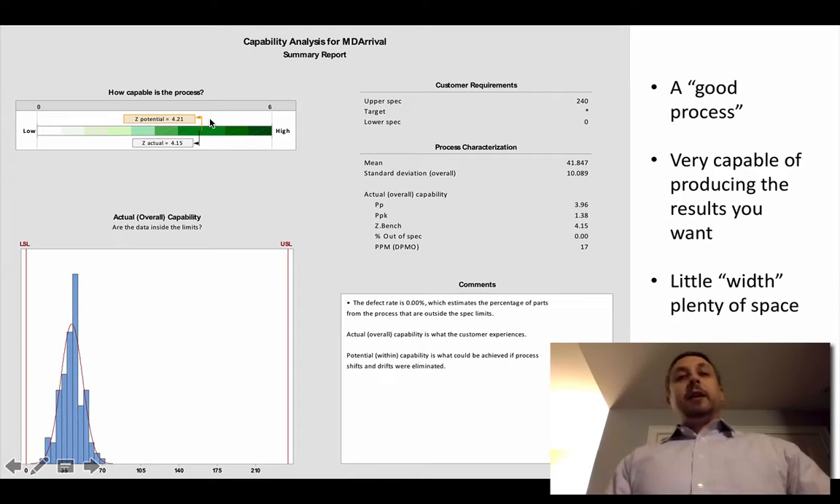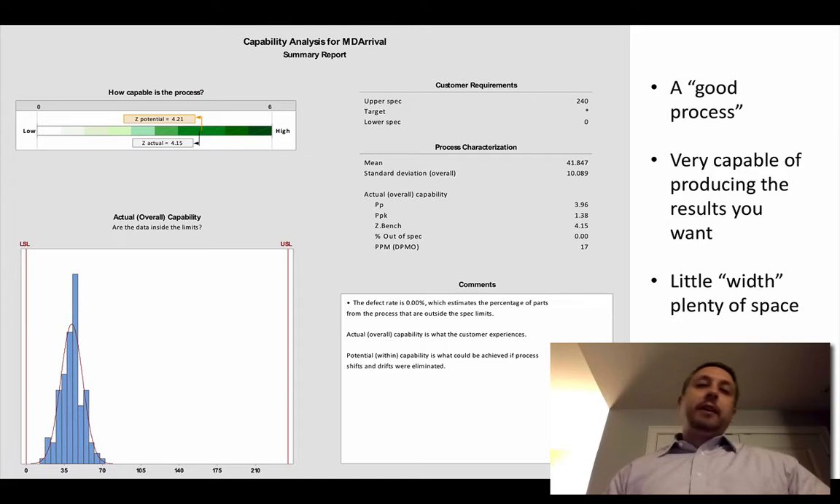Now sometimes this score gets called a sigma level. Sigma comes from standard deviation. And in fact, if you can fit 6 standard deviations worth of data between the upper and lower spec limit, it's a very capable process. And it will produce only approximately 3.4 defects per every 1 million opportunities. That's where the term 6 sigma comes from.